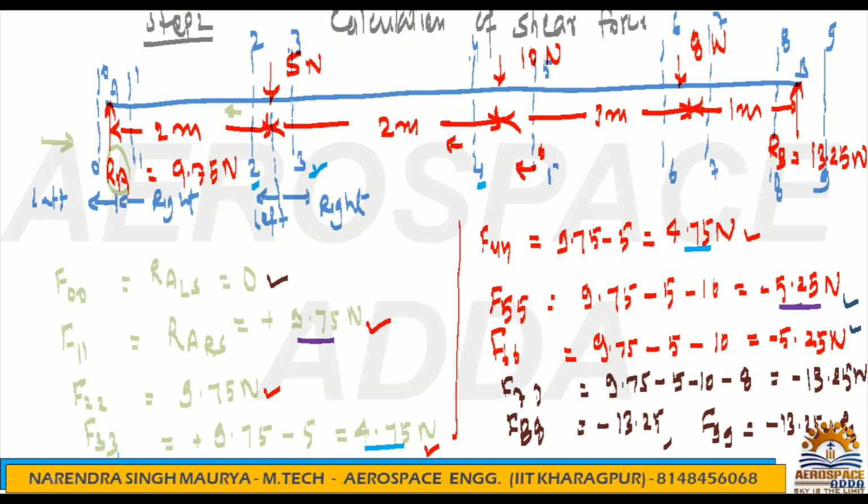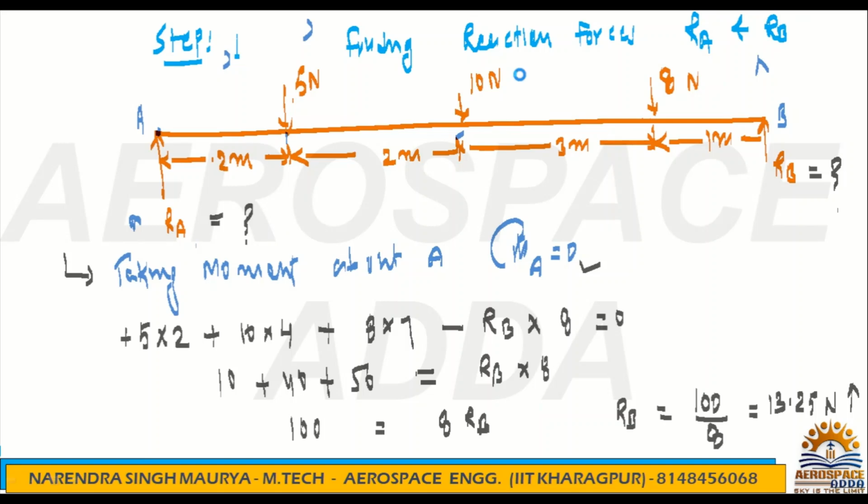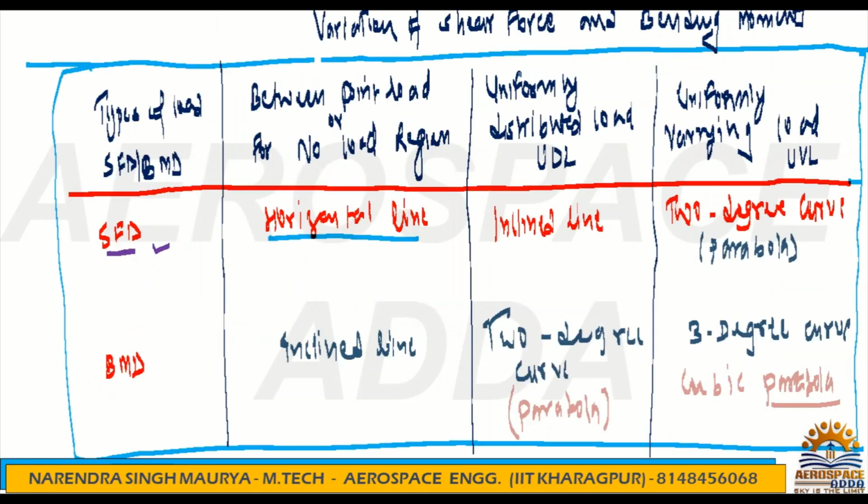And in between 5 Newton and 10 Newton, is there any force? No force. If there is no force, then again you have to check the table. If there is no force between two point loads, what will be the line?